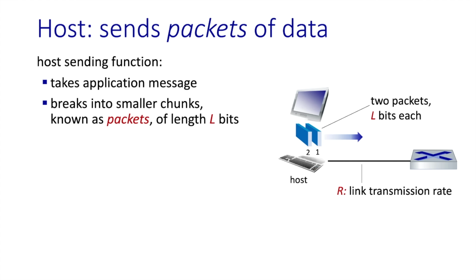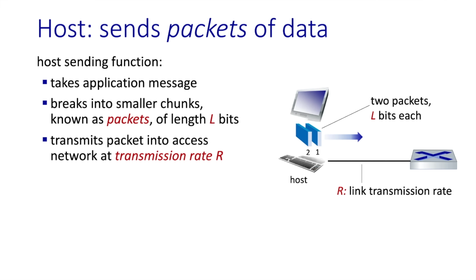And as we'll see, in addition to the data itself, it'll add some additional information to each chunk of data in what's called a packet header. A protocol will dictate exactly what information is added into this header. A packet, the data plus the header, will have a length of, say, L bits. A typical value for L might be 1500 bytes. The host then transmits this L-bit packet into the access network at some transmission rate R, measured in bits per second.